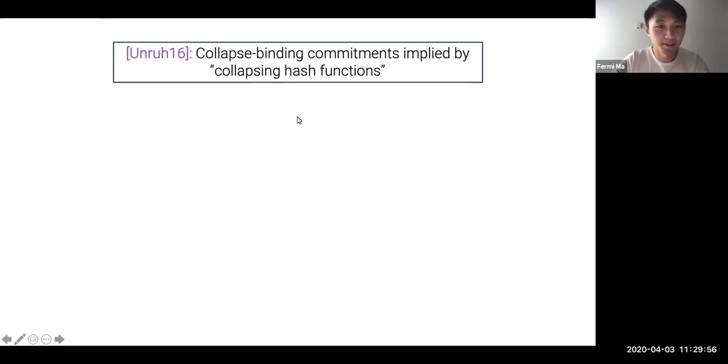But let me first define what a collapsing hash function is. I'm just going to throw one more definition at you, but this definition is going to be a little bit easier than the last one.